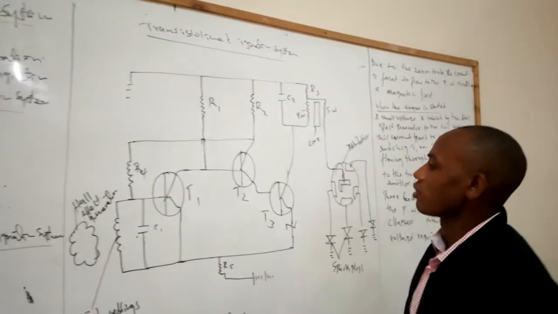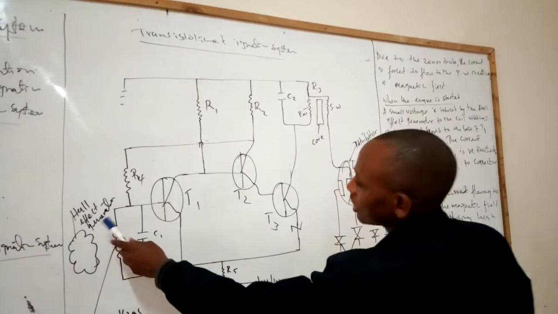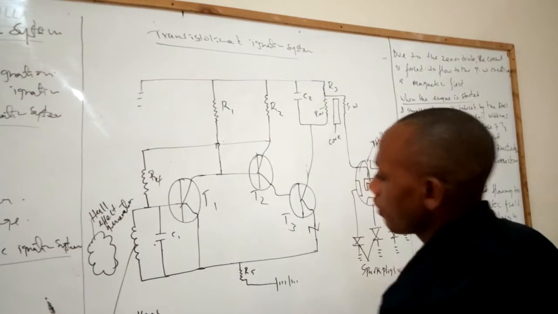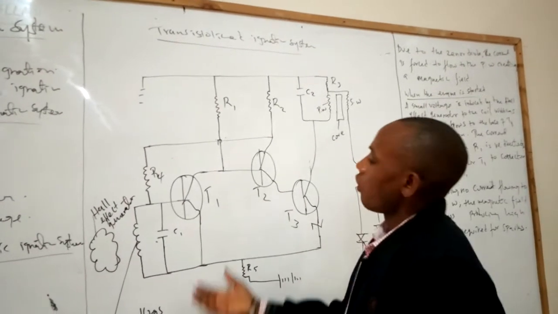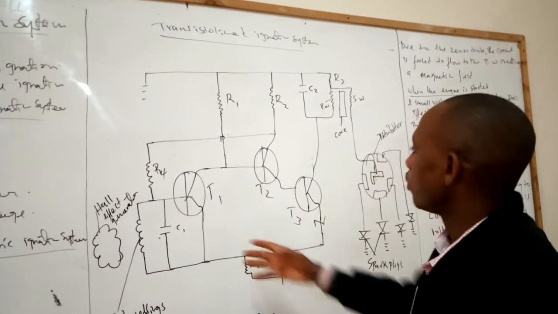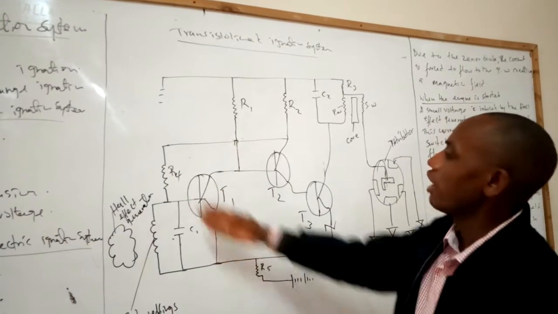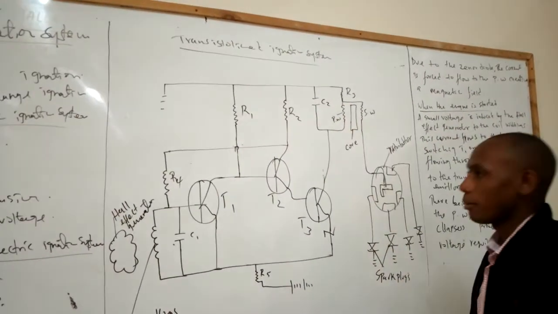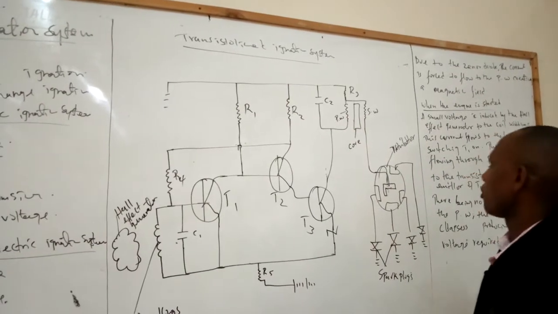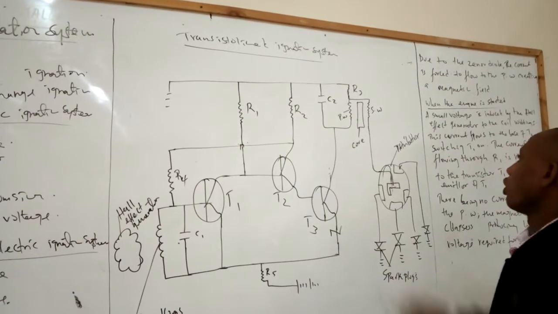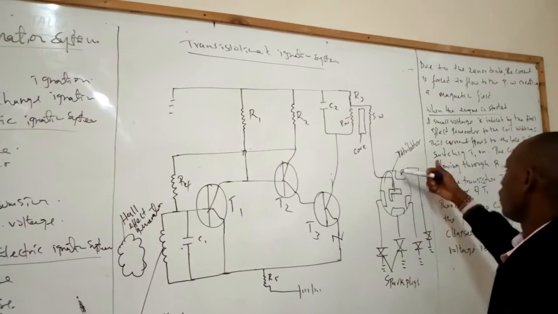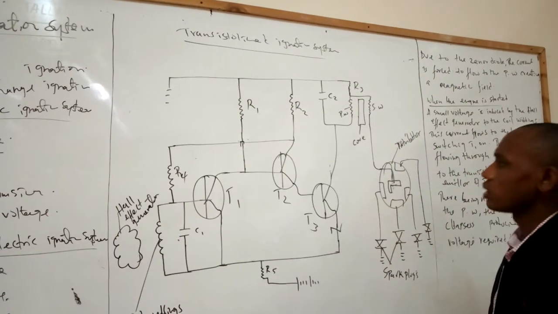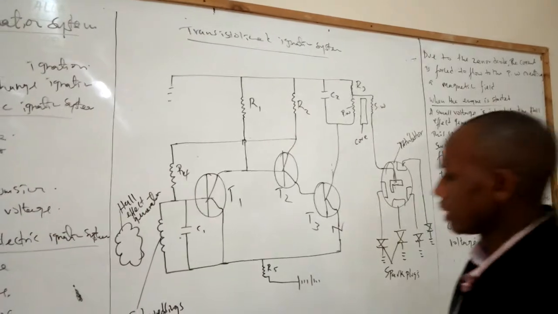This is the system. You can see we have the Hall effect generator as a triggering. In this system, we have the coil winding, we have transistors T1, T2, and T3. We have the resistance, we have the capacitors. The function of a capacitor is just to store charges for a moment. We have the coil, or the solenoid here. We have the distributor and the spark plugs. Now, let us see what happens in this system.